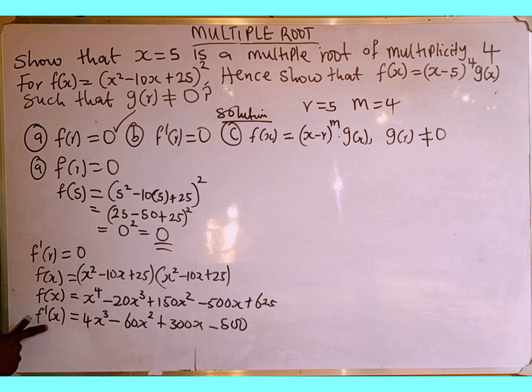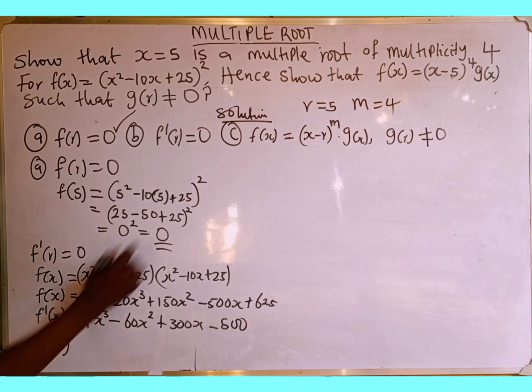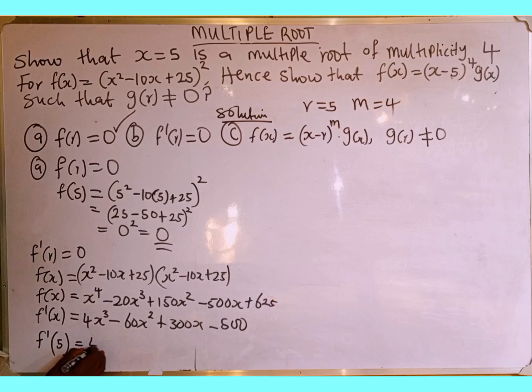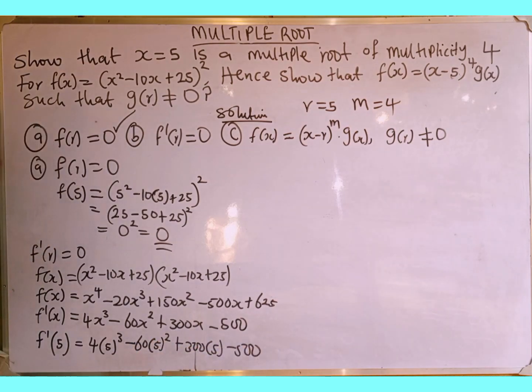Now the next thing is to substitute 5 anywhere we see x, because f prime of r is equal to 0. This is the condition. So let's see whether it's going to give us 0. So f prime of, in place of r, is going to be 5, because r is equal to 5, which is equal to 4 into 5 cubed minus 60 into 5 squared plus 300 into 5 minus 500. So if you simplify everything, it's going to give us 0. Therefore, the second condition also satisfies.